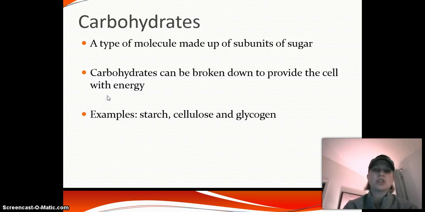Examples would include starches, cellulose, and glycogen. These are examples of carbohydrates, what's going to be found inside our food. With cellulose, you would probably think of celery, that fibrous tissue in celery. That's the cellulose. Starches are things like your potatoes, and glycogen, think of it like the sweet stuff, the sugars we'd find in carrots, strawberries, things like that.